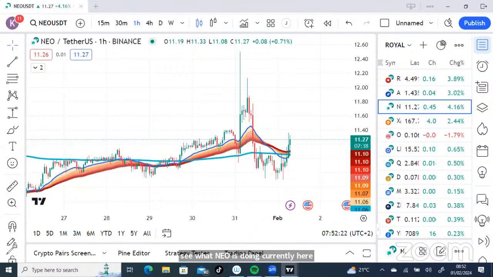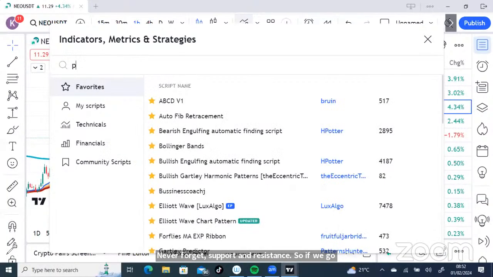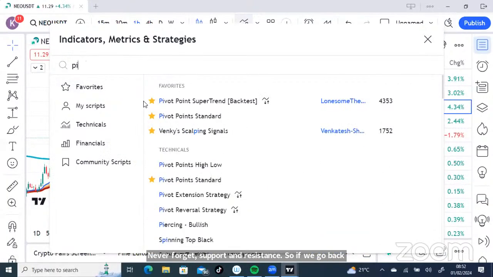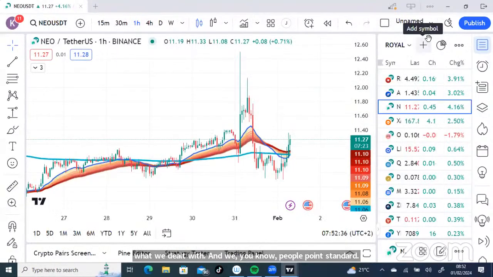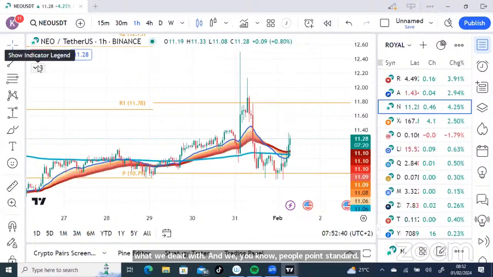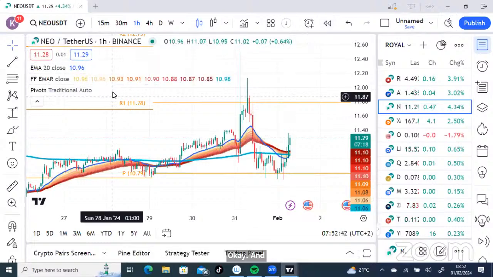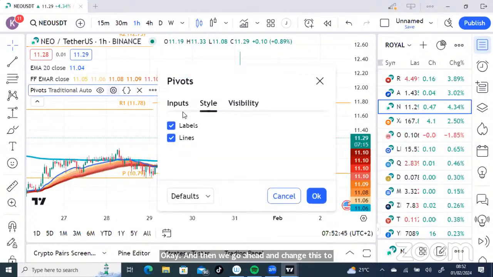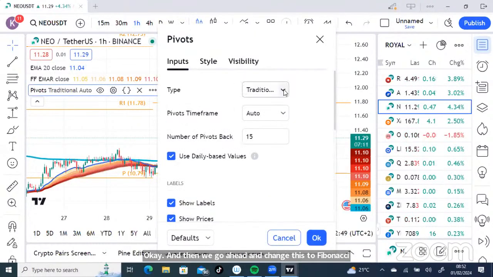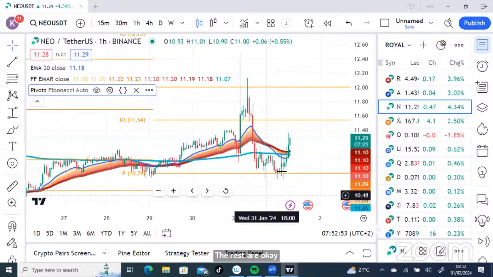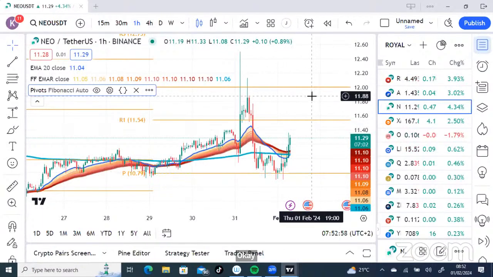Never forget support and resistance. So if we go back to what we dealt with and we put in our pivot point standard, it's not coming. And then we go ahead and change this to Fibonacci. The rest are okay. And press OK. Could you see where you expect this point to head? Answers in the chat. We are in the 1 hour time frame.